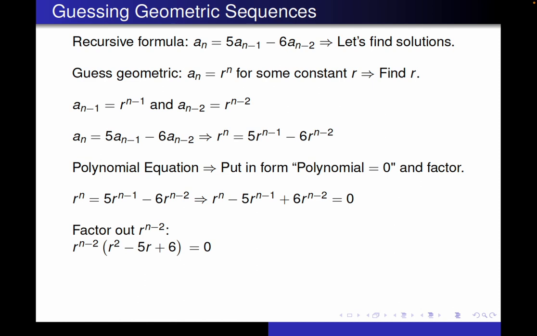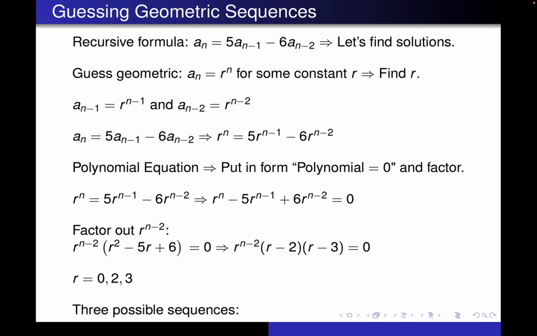Now let's go ahead and factor that r squared minus 5r plus 6. That's not so hard. We get r minus 2 times r minus 3. And now we have a completely factored polynomial. We can solve for r. We get r equals 0 from that r to the n minus 2. We get r equals 2 from that r minus 2. And we get r equals 3 from r minus 3. 3 solutions. And that gives us 3 possible sequences that are solutions to the recursive formula.